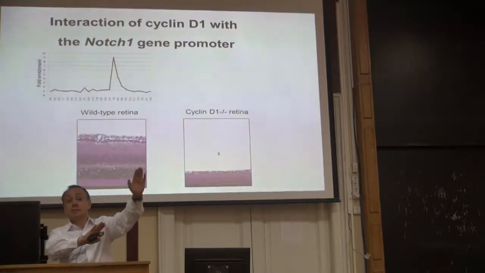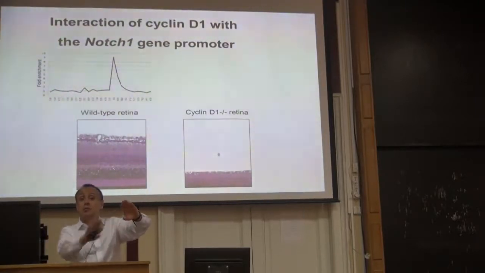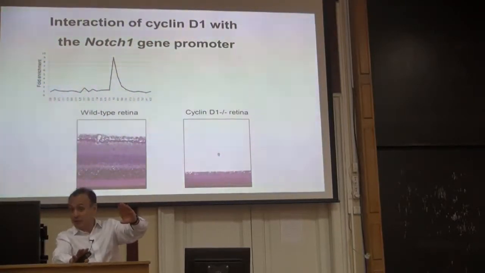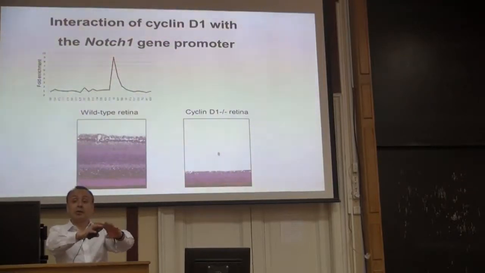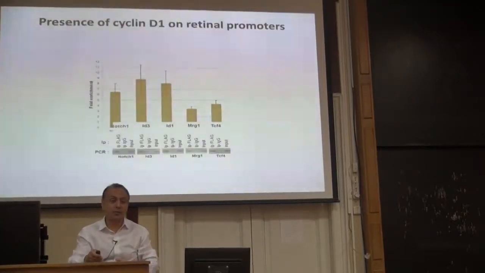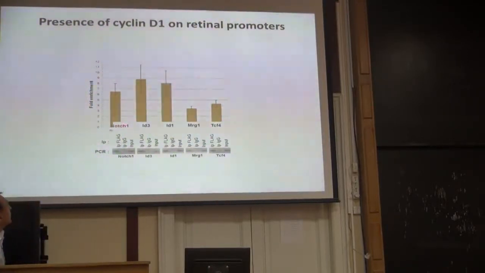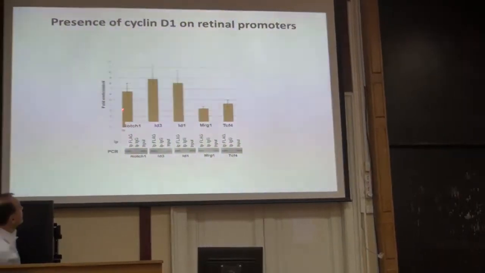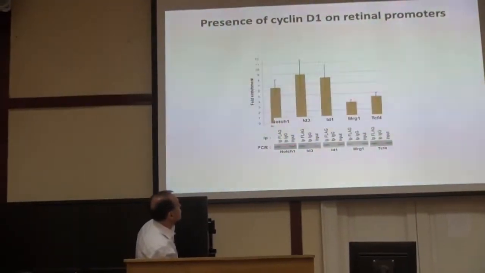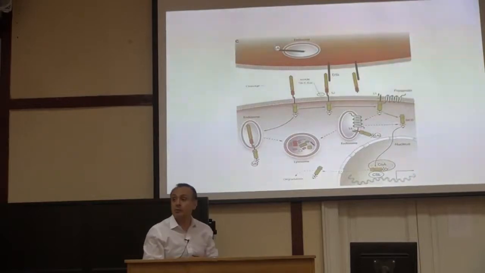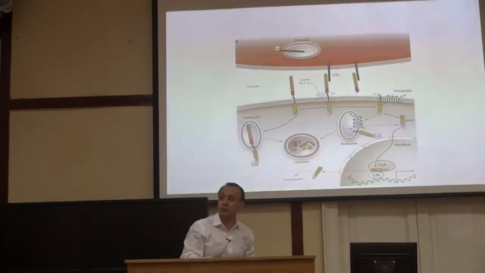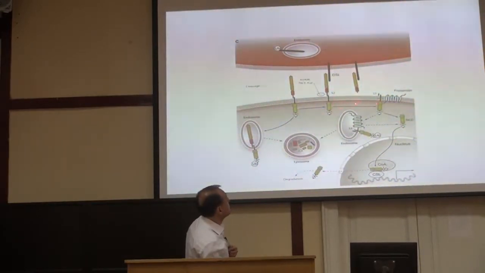Not only is cyclin D1 sitting on the promoter, but actually Notch expression goes down in the cyclin D1 knockout, as if cyclin D1 was sitting on a promoter and upregulating Notch expression. So first of all, we verified by the targeted ChIP that indeed cyclin D1 is sitting on the Notch promoter. So this is the Notch promoter, and this is enrichment. This is actual PCR.